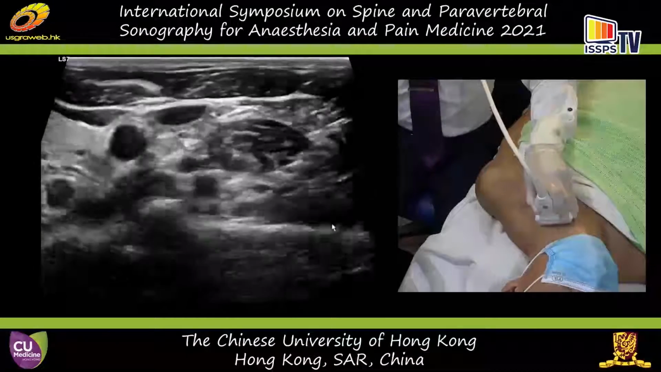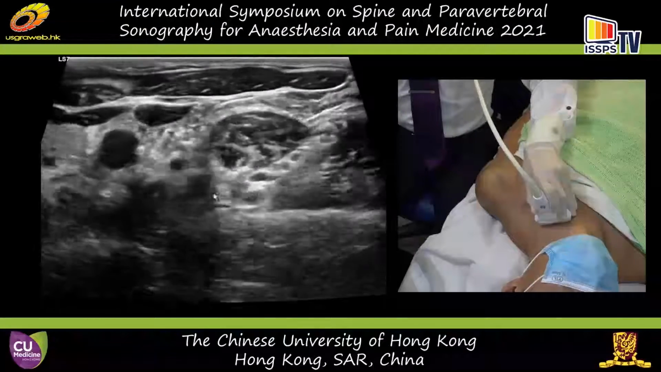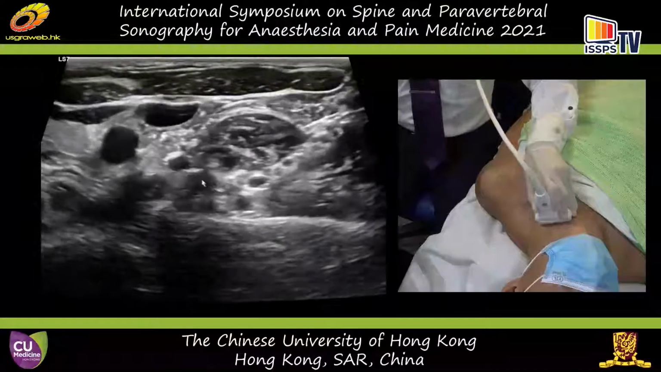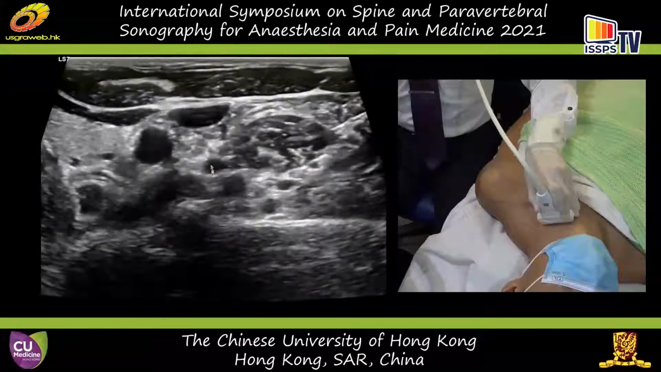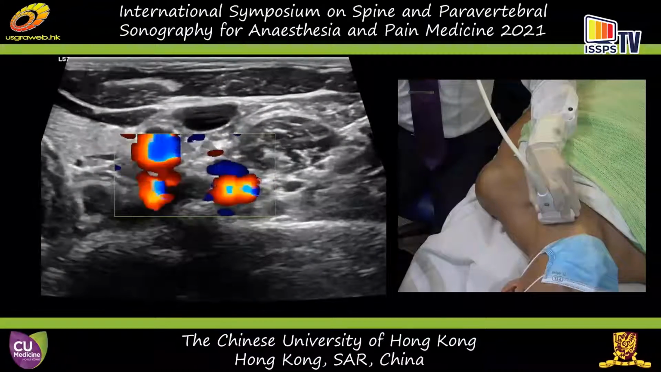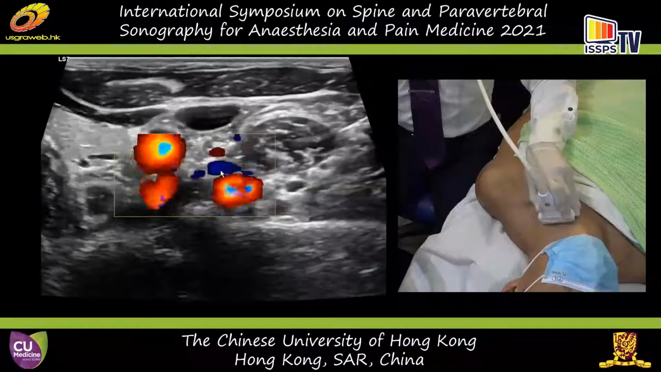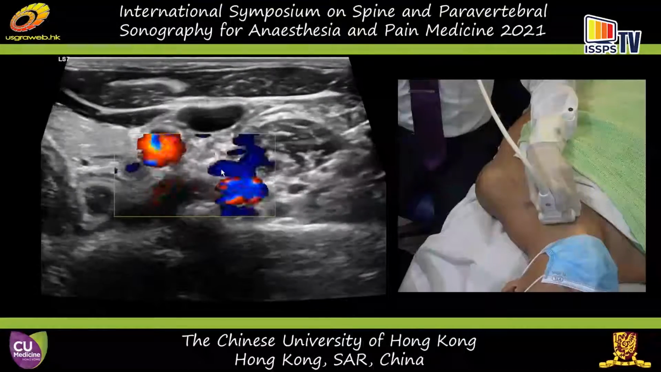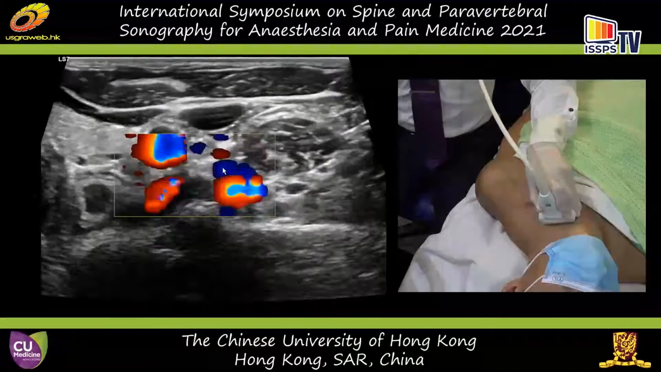So if you go to the C8 here, you can see right next to the C8, anterior to that, you can see the vertebral artery, and together with the venous plexus, which is right here. If I turn on the color Doppler, you can see the vertebral artery here, and anterior to that, superior to that, you are seeing the vertebral veins. So it's a venous plexus.